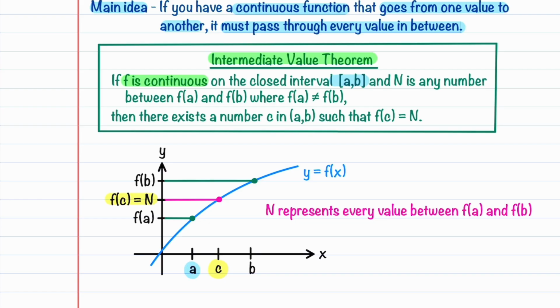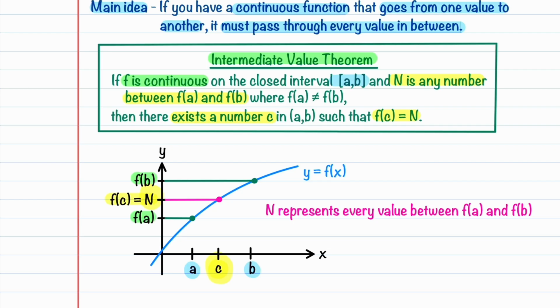looking down here at our graph, we are going from x equal to a to x equal to b, and n is any number between f of a and f of b. I've already highlighted it down here, and it lies between f of a and f of b, and those two values can't be equal. Then there exists a number c, which I've highlighted right down here, in the interval between a and b, such that f of c is equal to n.